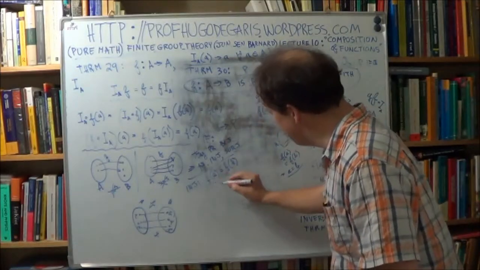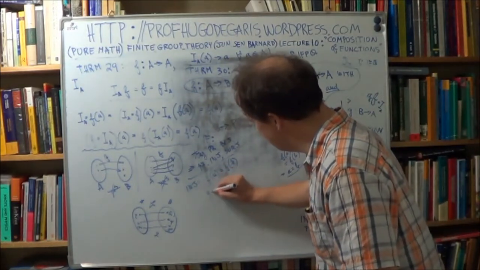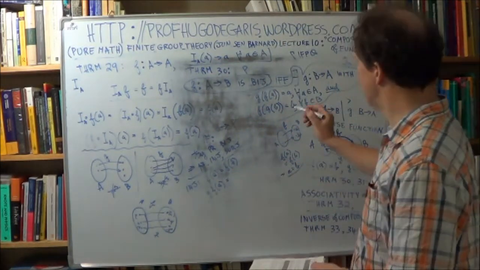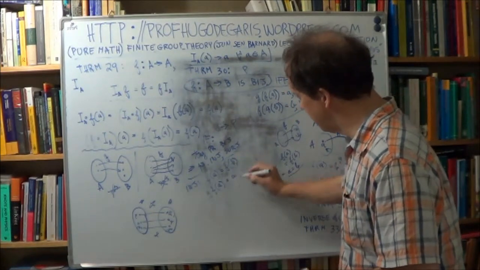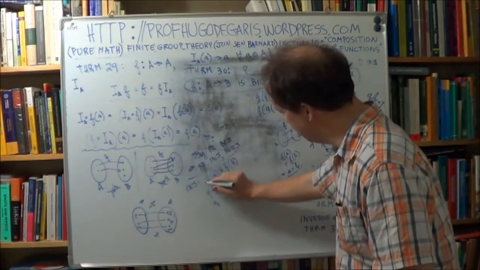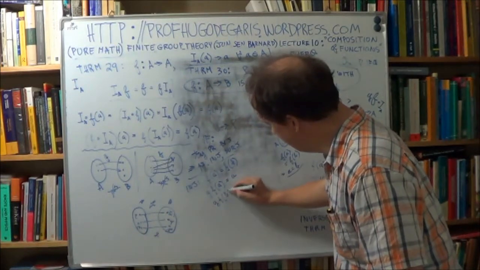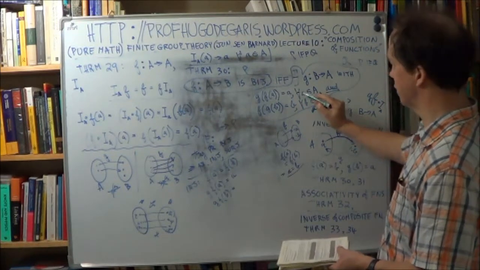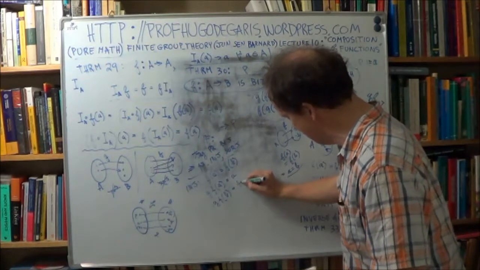So let's map both sides by G. So I'll have G of F of A, which is just A, okay? We G both sides in a sense. So G of F of B is just B, right? That's true for any element, including B. So G of F of B is B, right?